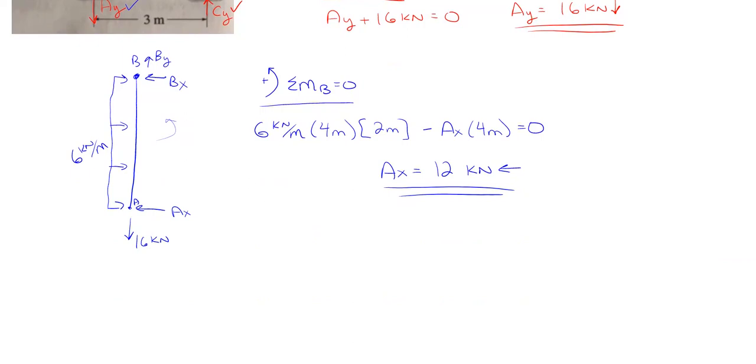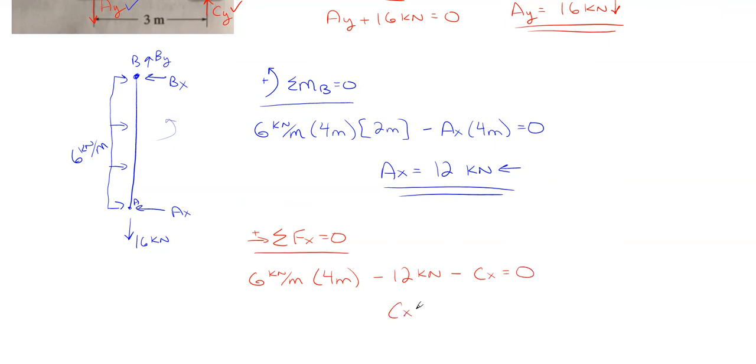So using the full portion here, if I sum forces in the x direction equal to 0, since equilibrium needs to be held, we'll take to the right as positive. Well, we would have our 6 kilonewtons per meter times the distance it runs, which is 4 meters, and then minus A sub x, since it's going to the left, of 12 kilonewtons, and then minus C sub x, because it's also drawn to the left, equal to 0.